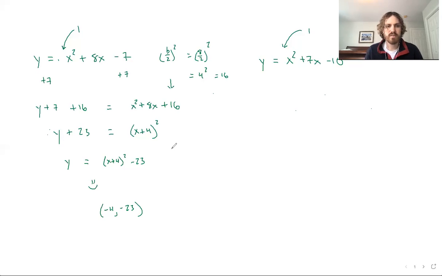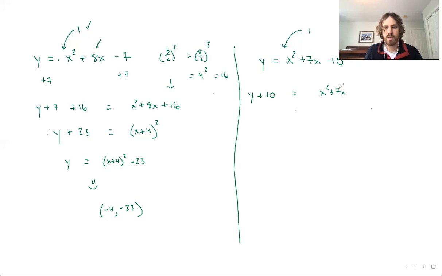Okay, that's sort of the nicest type of problem because my b value was divisible by 2 and my a value is 1. Now over here I've got the same thing essentially, but my b value is not divisible by 2, so that's just a little bit more annoying, but it's no problem. Well, I don't know why I said annoying, it's just more fun really. So y plus 10 is equal to x squared plus 7x, right? So I'm adding 10 to both sides.